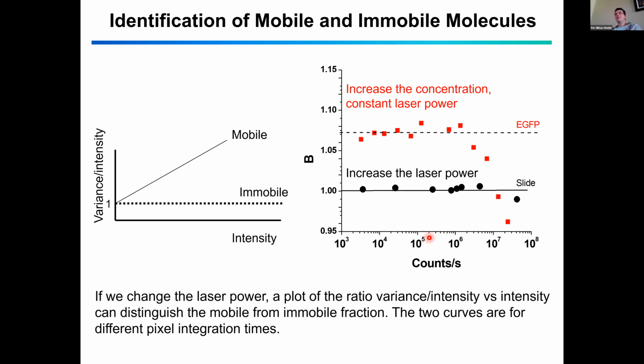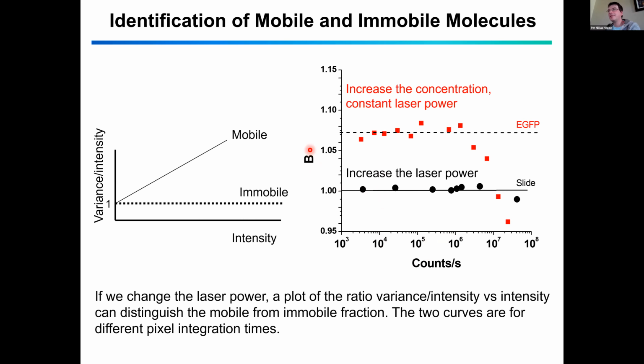So how can we now identify and separate mobile and immobile fractions in a cell? If the fraction is immobile, the variance divided by the intensity should be locked in at 1 and should not change as you increase the laser power. If you have the mobile fraction, of course, the higher oligomerization state you have, the higher the variance will be. Or if you excite with more laser power, you will also get a higher variance.